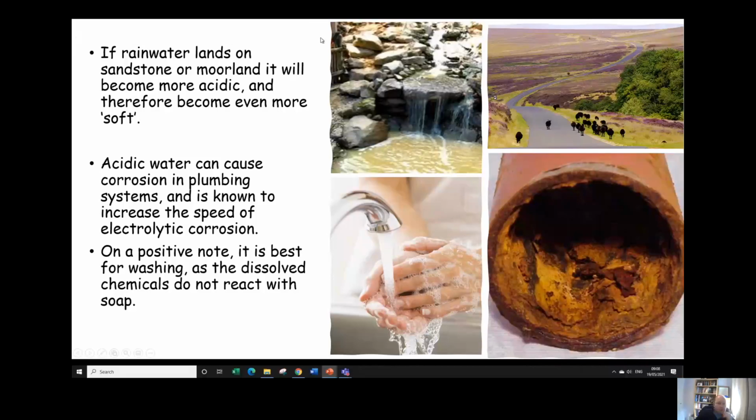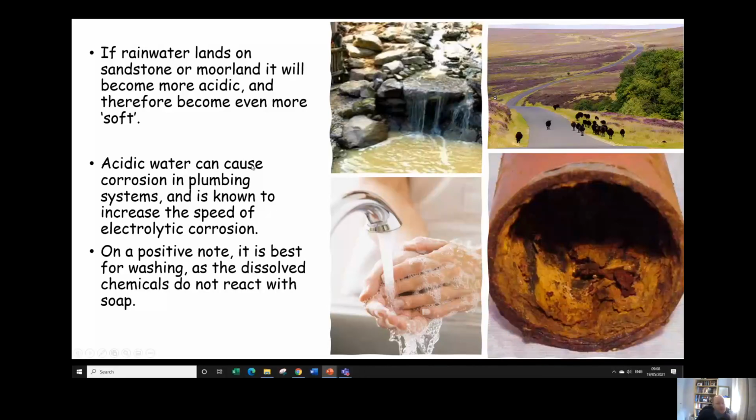If this rainwater lands on sandstone, it can't dissolve the sandstone, so as it's flowing over the sandstone, it will dissolve more gases from the air, and it will become even more soft. So if the rainwater lands on sandstone, it will become softer. If the rainwater lands on moorland, it will also become softer.